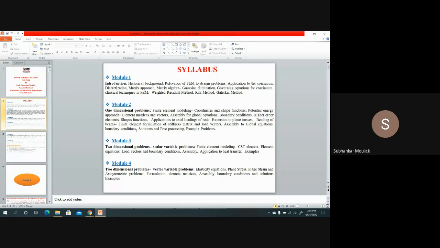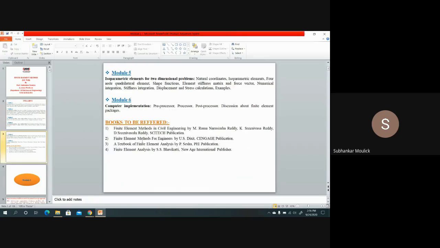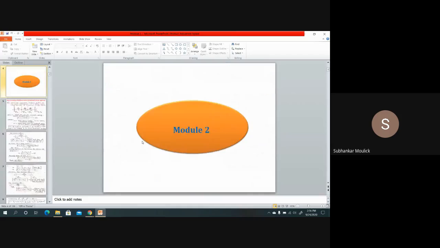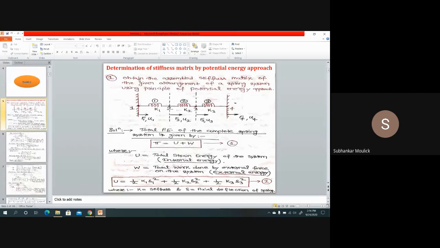So, if you remember, in the last class, we did some problems related to the Rayleigh-Ritz method. With that problem, we ended the first module of this course. Today, we will start the second module of this course, and the very first topic in the second module is the determination of stiffness matrix by potential energy approach.